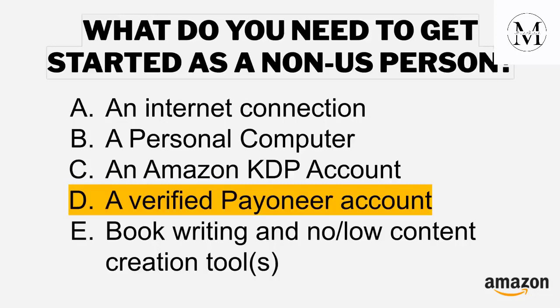Then number five, you need to have a book writing and a low or no content creation tool. And by this, it's not rocket science. What I simply mean is you need to have a software or a tool that you use to write. If you use your smartphone, I'm sure you may have WPS or Microsoft Office on your smartphone, something that enables you to write. If you are having a laptop, you may have Microsoft Word.